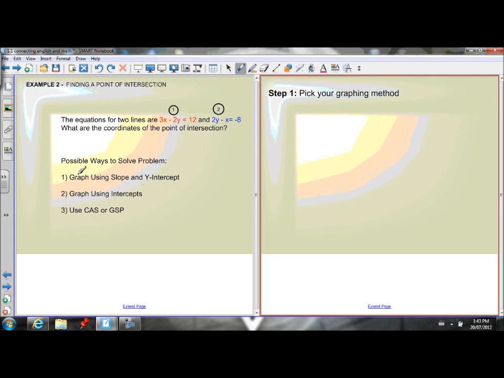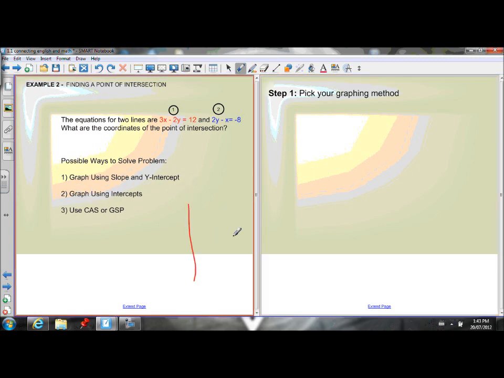I think in grade 9 you probably did a lot of graphing using slope and y-intercept. So let's practice one where we graph using intercepts. Okay. So just a quick review.